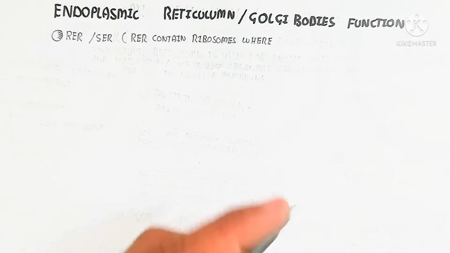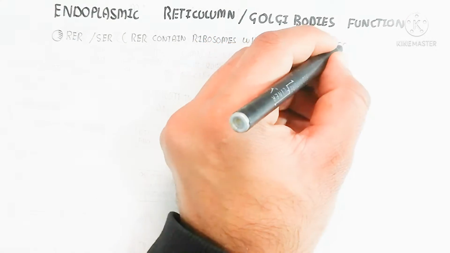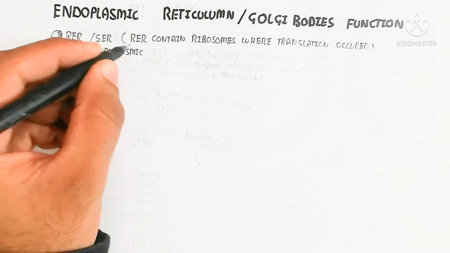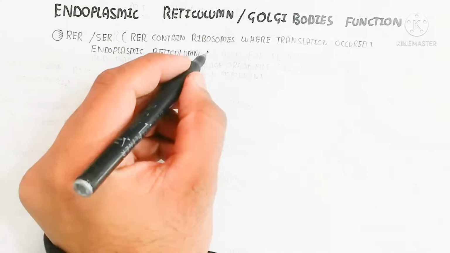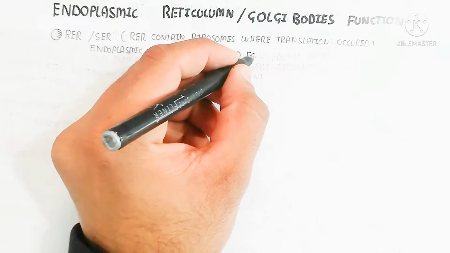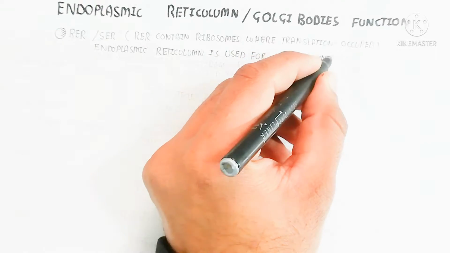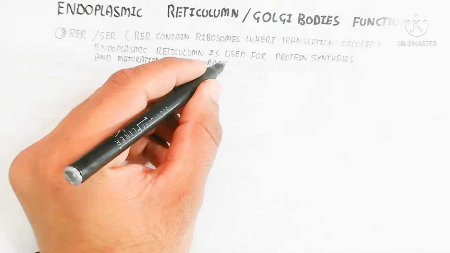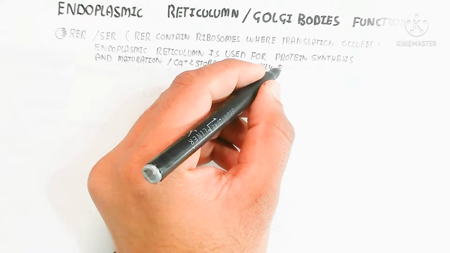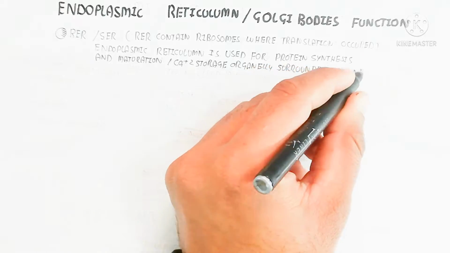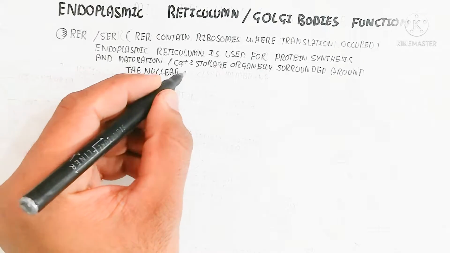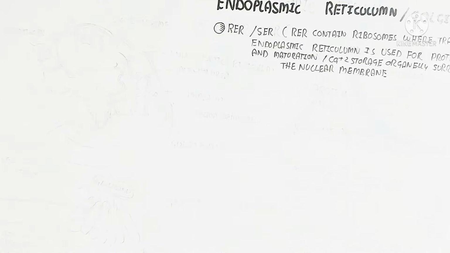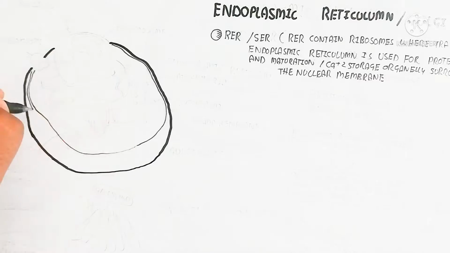We can divide the endoplasmic reticulum into rough endoplasmic reticulum and smooth endoplasmic reticulum. The rough endoplasmic reticulum contains ribosomes where translation occurs, and the endoplasmic reticulum is used for protein synthesis and maturation, as well as calcium storage, and it surrounds the nuclear membrane. The smooth endoplasmic reticulum is used for maturation, and the rough endoplasmic reticulum is rough because it contains ribosomes.